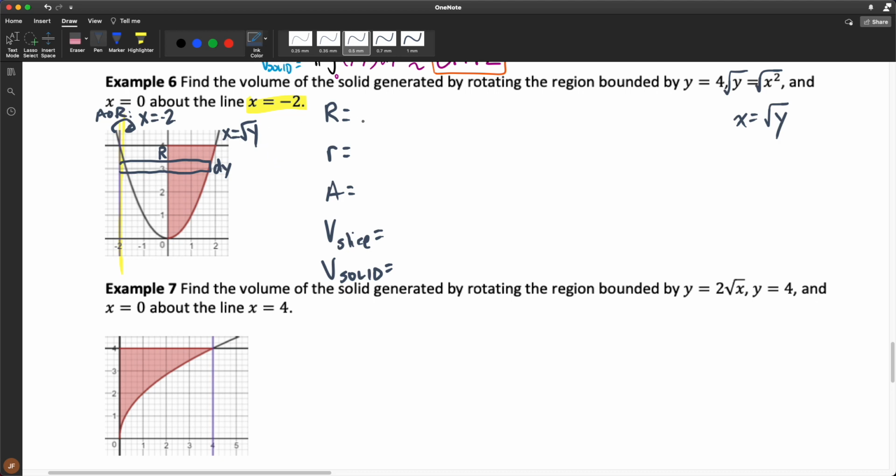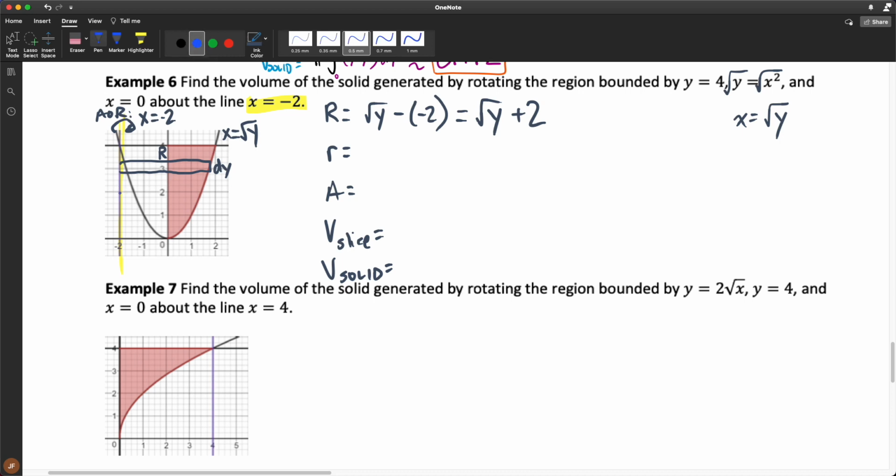All right, so capital R is going to be outside minus inside. So root y minus, and then the inside is at x equals negative 2. So minus negative 2. So that'll give us root y plus 2 for our big R.